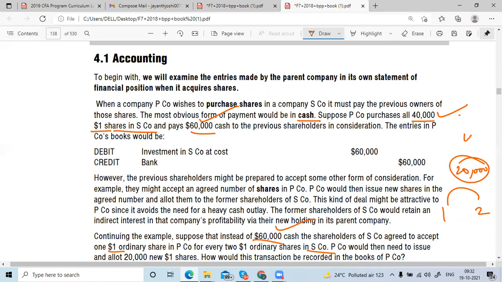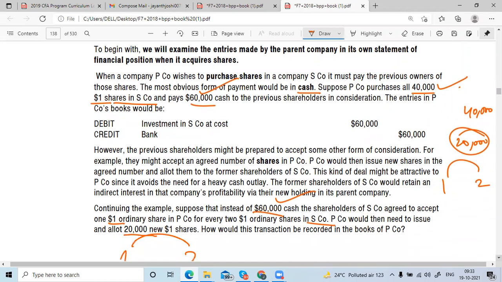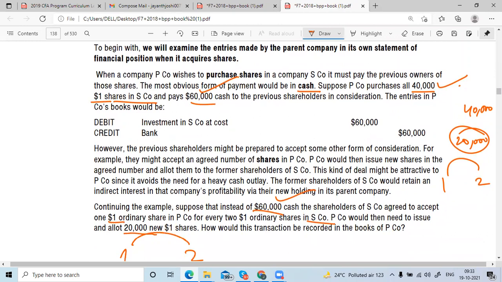So for every 2 shares, 1 share, in the sense 20,000 shares they will give, na? Yes, sir. There are 40,000 shares in S company. Please read the statement, Meghna. Suppose P company purchased all 40,000 $1 shares in S company and paid this much. And we are continuing the example. That data you have already. So P company has already purchased 40,000 shares of S company and paid them $60,000.